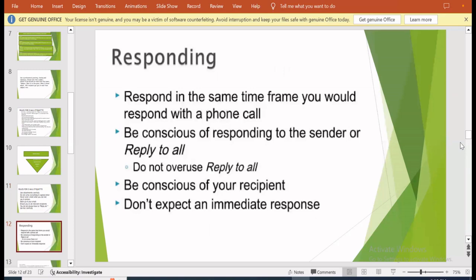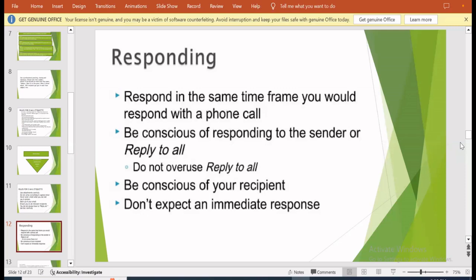Let us see responding in the same time frame, or responding with a phone call. That means whenever you receive an email, you will respond immediately. I have learned these tactics or techniques from one of my seniors in my life. Whenever she received an email, she would immediately respond to acknowledge the mail: thank you, or okay, thank you, I will check and reply. That way, that senior was informing me that she had received the mail and would definitely check and reply.